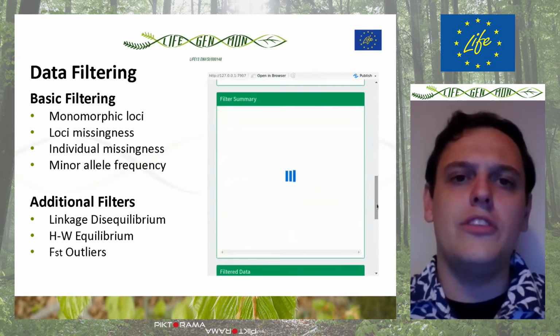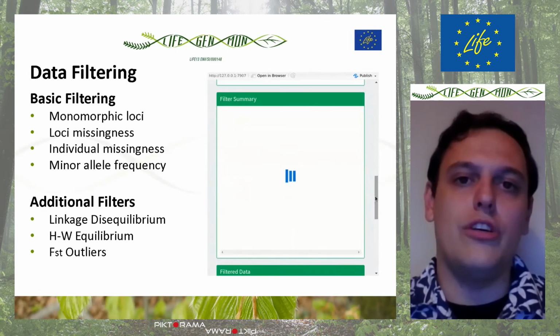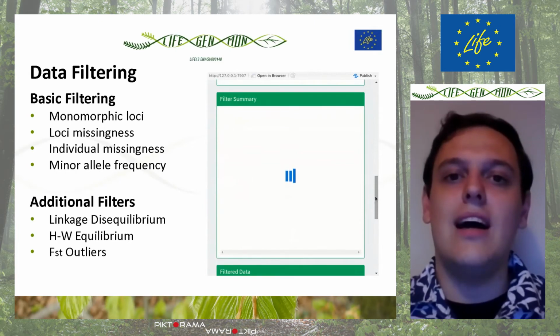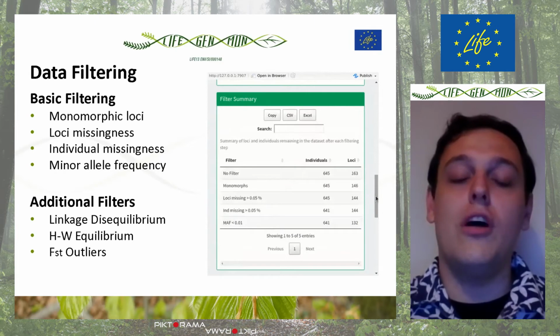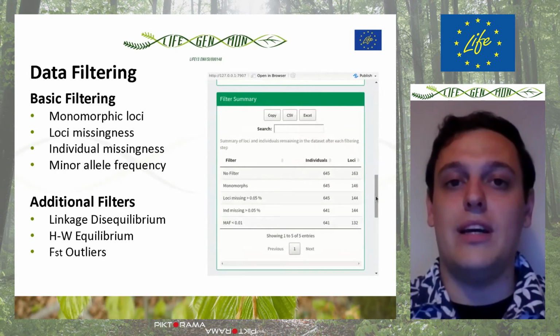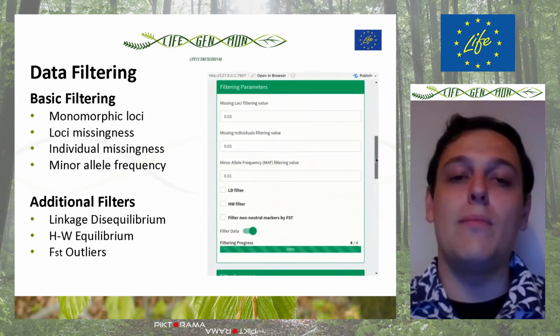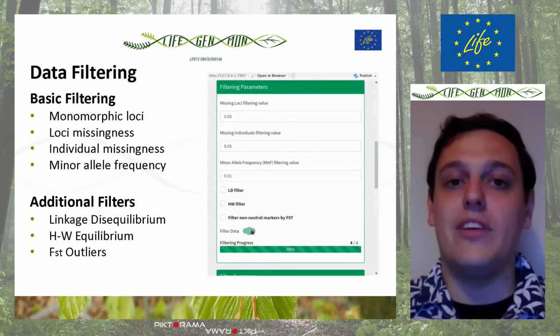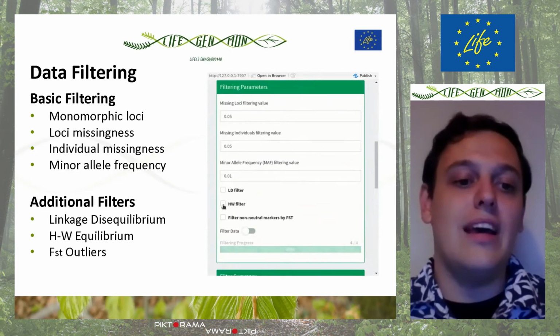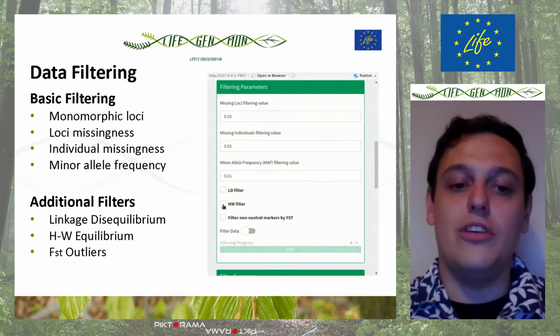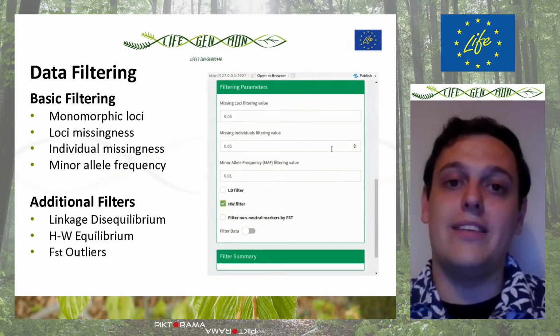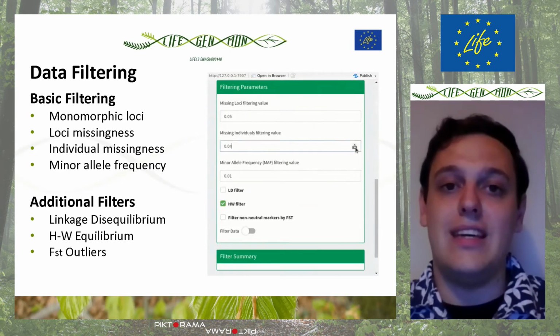Finally, many researchers choose to only perform analyses on neutral markers. These are genetic markers which are thought to not be undergoing any selection pressures and therefore may be more indicative of past demographic events within a population. Therefore, within this application, you can also filter non-neutral markers out of the dataset through the FST outlier method.